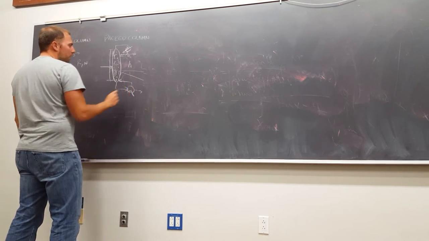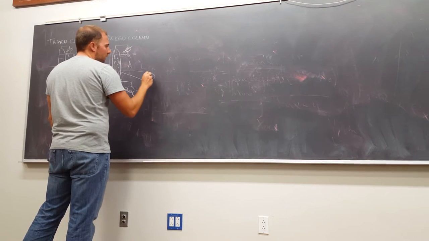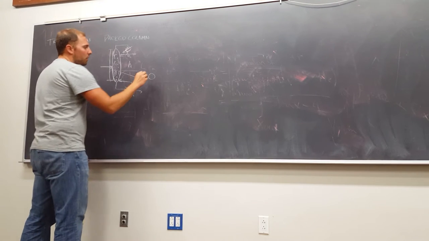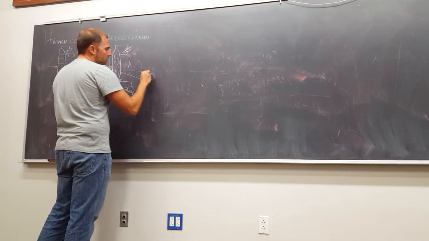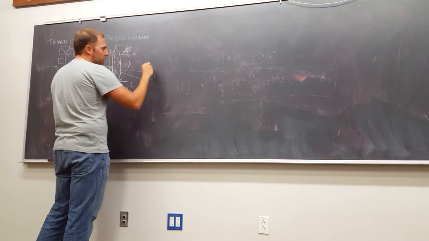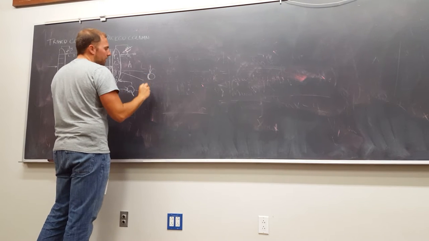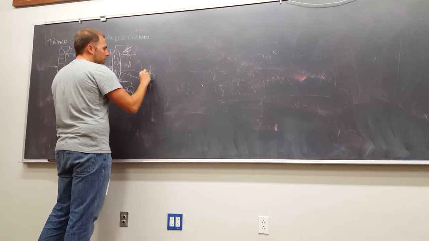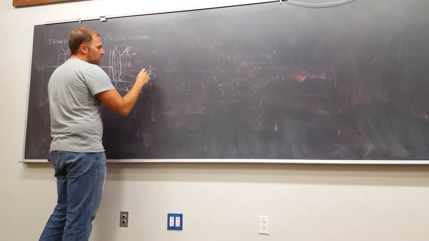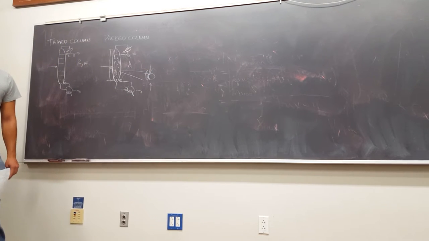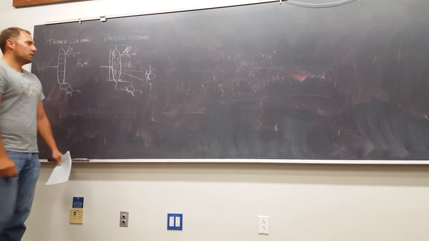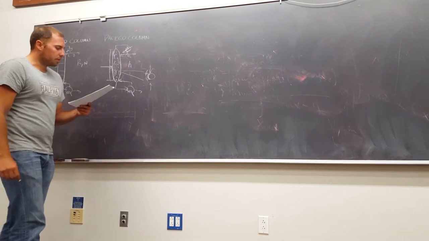So if we zoom in on a piece of packing, we'll model it as a sphere. The way it works is that it allows the liquid to contact the sphere. The liquid's coming down, contacting the sphere of packing, and there's vapor coming up, contacting each other there. So that's what's happening microscopically.